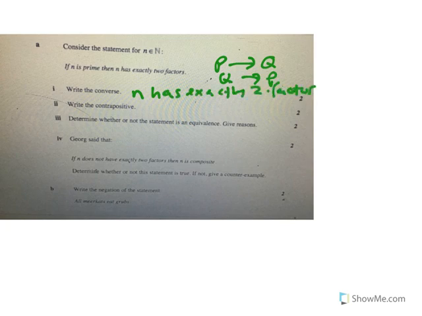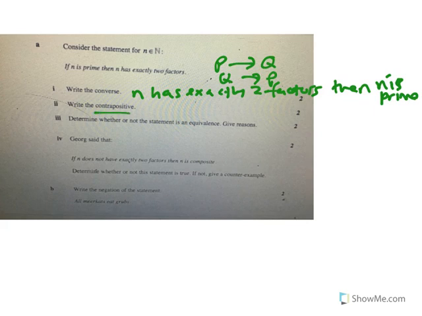Okay, so firstly the converse, you just swap them. So if P implies Q, then Q implies P. So write the converse. If N has exactly 2 factors, then N is prime. Okay, that's done.